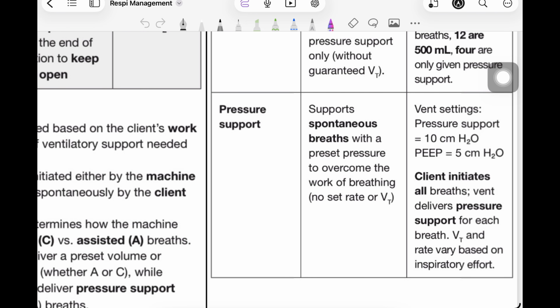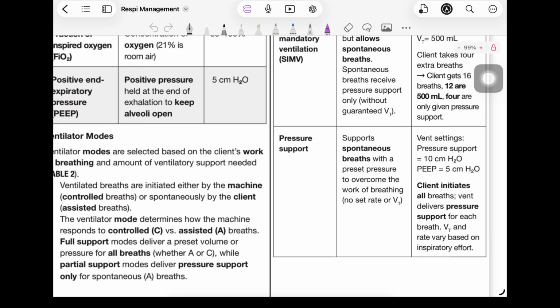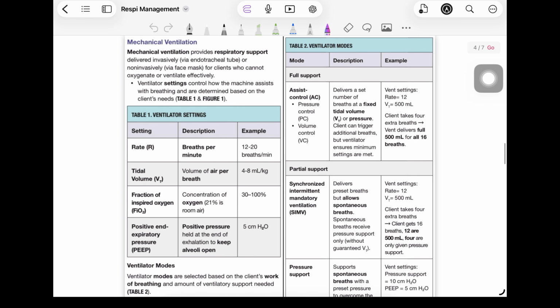Sa madaling sabi, the machine simply assists. The shortcut nito: the patient will initiate the breath, then the machine now will follow. Ito na ang ibibigay niya, kung ano yung nakaset na setting. That's all for our ventilatory modes.